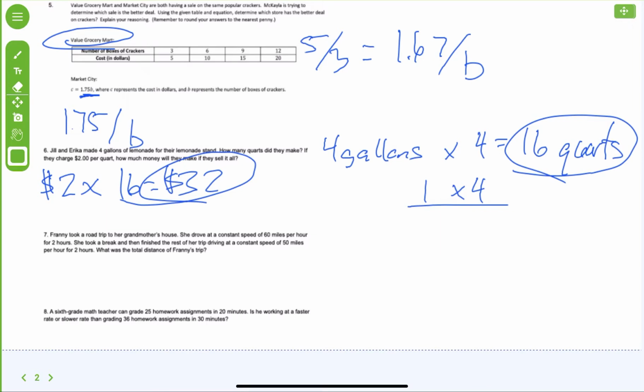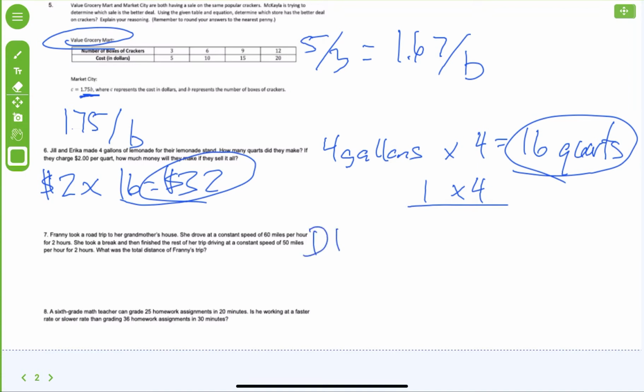Number 7, Franny took a road trip to her grandmother's house. She drove at a constant speed of 60 miles per hour for 2 hours. She took a break and then finished the rest of her trip driving at a constant speed of 50 miles per hour for 2 hours. What was the distance of Franny's trip? So here you have the same formula, but you're going to do it 2 times and add the distances together.